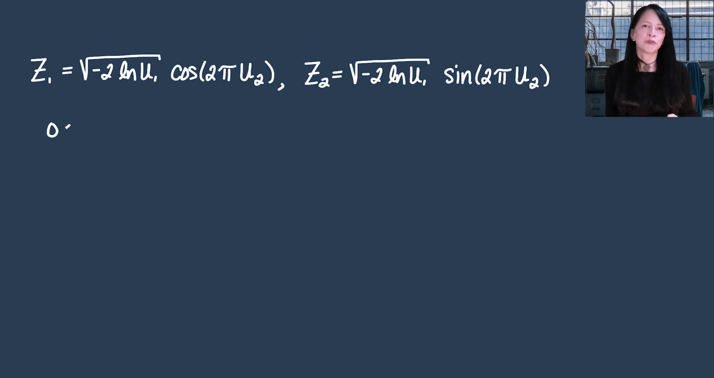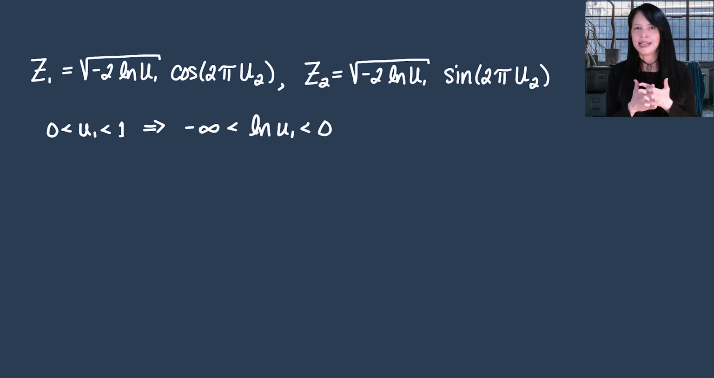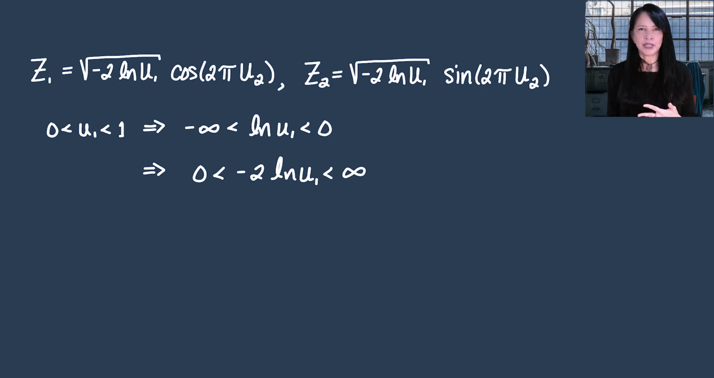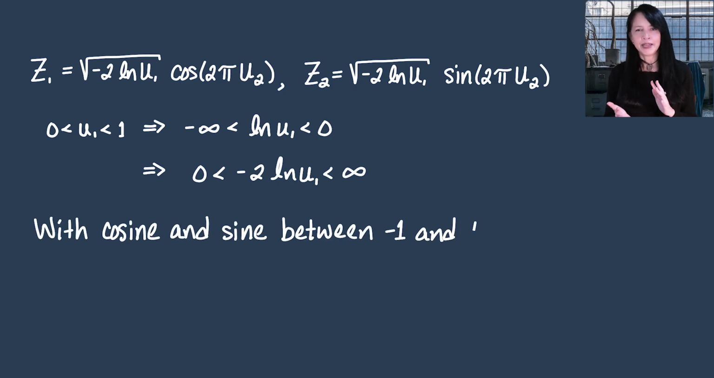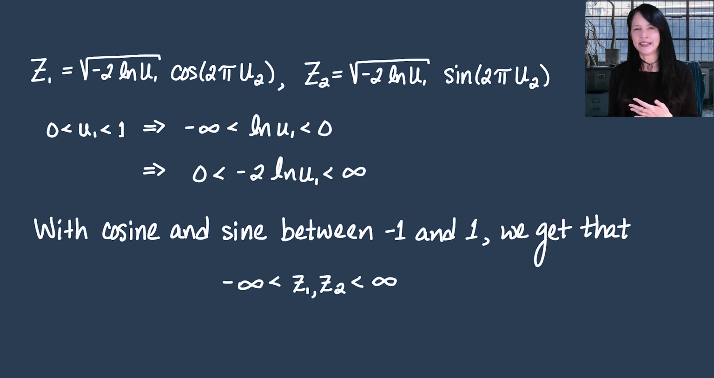Now, U1 being uniform 0, 1 is between 0 and 1. It's never going to equal 0 or 1 with any positive probability. So I'm going to say it's strictly between. And this means that the log is strictly between negative infinity and 0. So when you multiply by -2, you get something that is between 0 and infinity. The square root of that is still between 0 and infinity. With cosine and sine always between -1 and 1, you're going to be flipping some of these values that are between 0 and infinity to be symmetric, but on the other side of 0. So we're going to get that Z1 and Z2 are going to come out between -infinity and infinity.